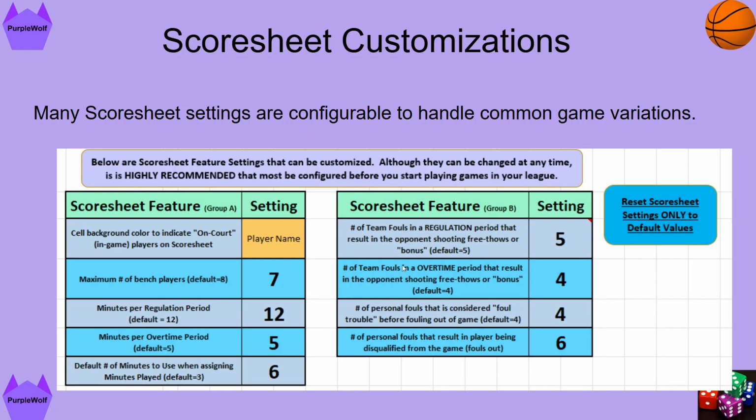Some other customizations, and these are also on the config sheet that we saw where you picked what stat columns you want to show. That's where these come into play. These are pretty much just all how you want to configure your score sheet. This first one is just what color do you want to use to show who's in the game. This is how many bench players you want to allow on the bench during a game.